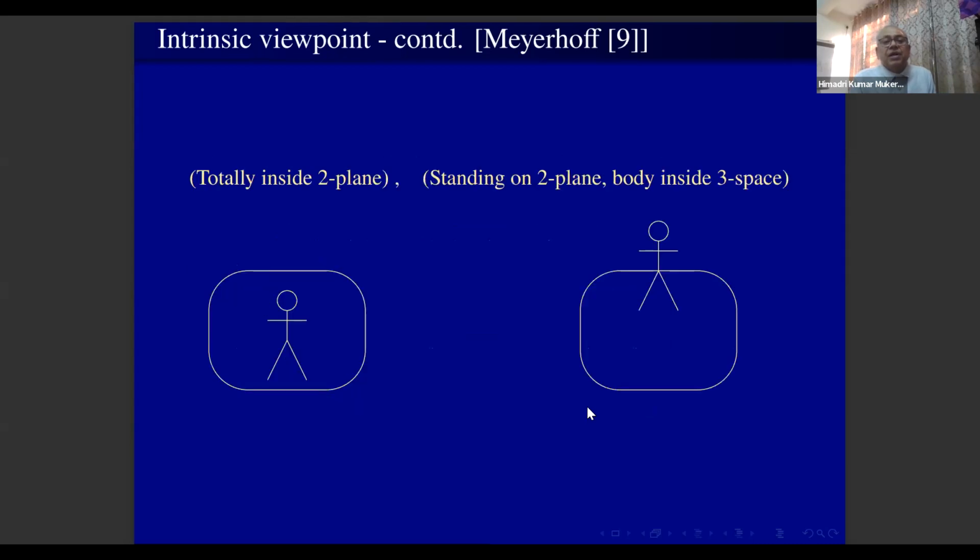So for example, this is a two-dimensional plane, and this fellow is a two-dimensional creature. He doesn't know what three dimensions is. He is exclusively inside two dimensions. And this fellow is standing on the two-dimensional plane, but his head is outside it, in the third dimension. So intrinsic means how this fellow looks at the two-dimensional manifolds. That is important. And this is not intrinsic. This is extrinsic.